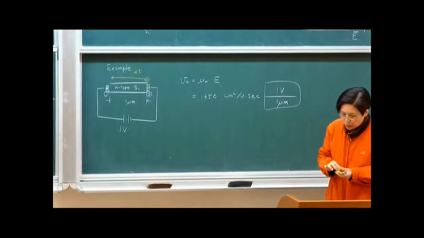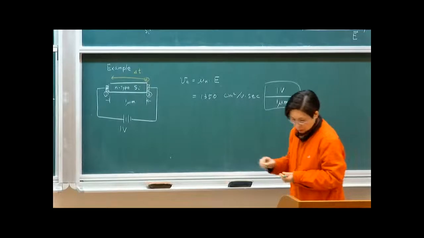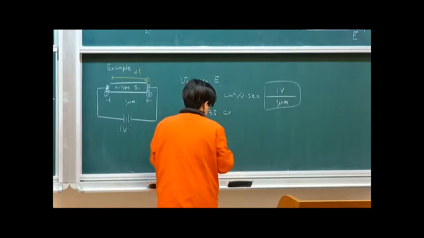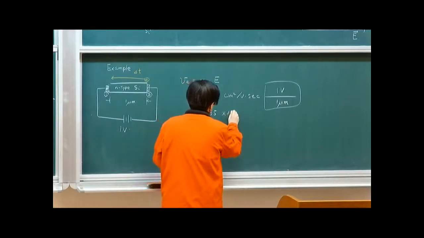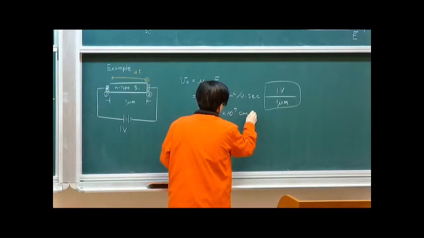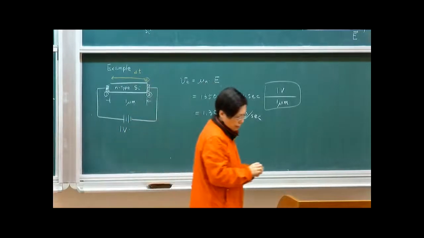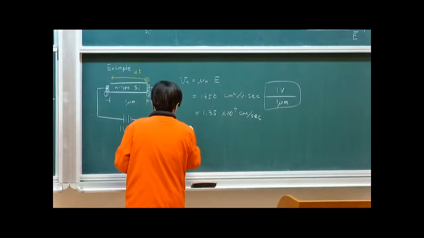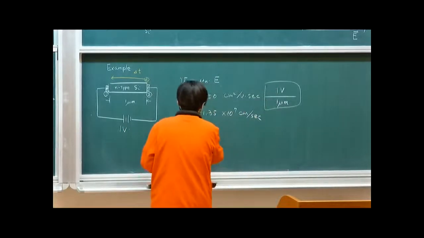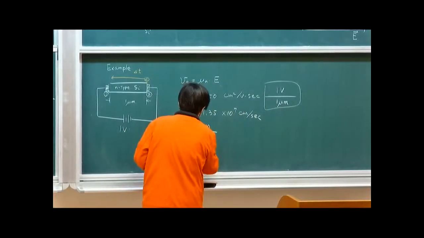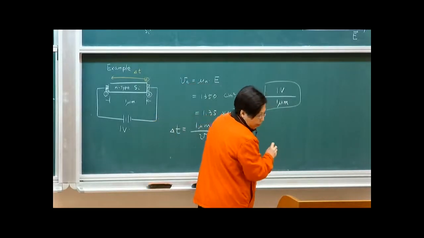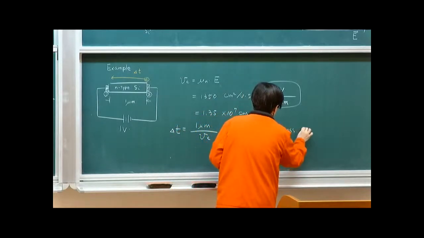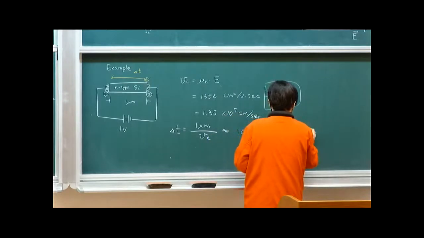So once we have the numbers, you could actually get it. The speed is about 1.35 centimeter, and 10. So you get the speed. Once we have the speed, then you simply look at delta T. The L is 1 micron divided by the speed. It will be about 10 picoseconds across 1 micron.